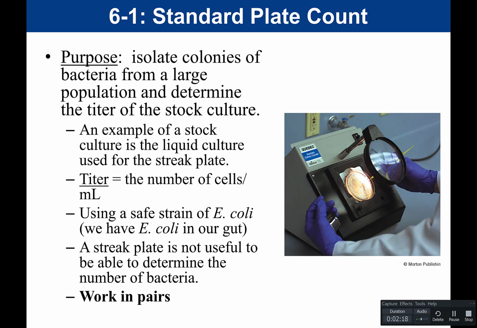And so when we do this, the idea is that we first will perform what's called a serial dilution. And that is that we will dilute the cultures to different concentrations, and then we will plate the different concentrations and look for the plate that has isolated colonies. We can then quantitate the number of bacteria that's in that original culture.